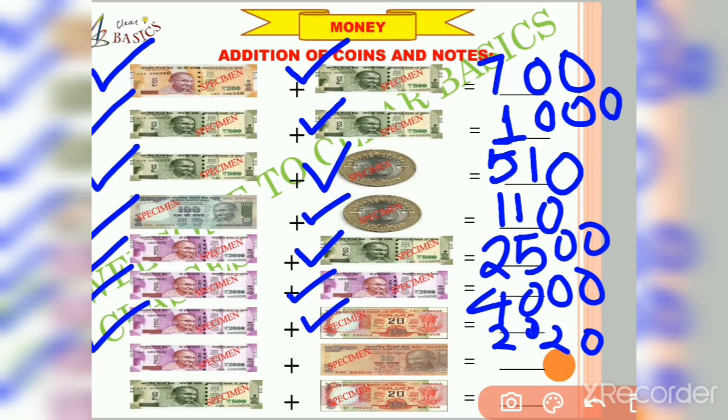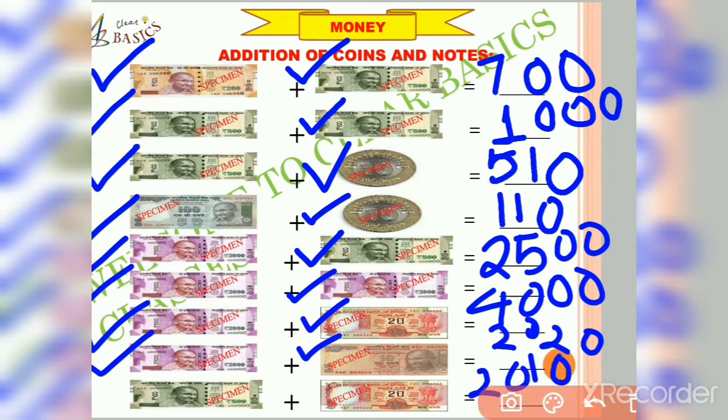Next we can see there is a 2000 rupees note and we will have to add it with another 10 rupees note. So our final amount value is 2010.